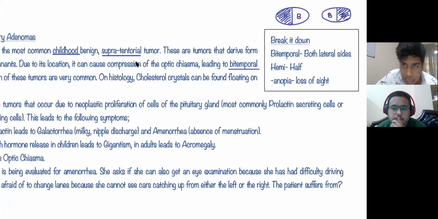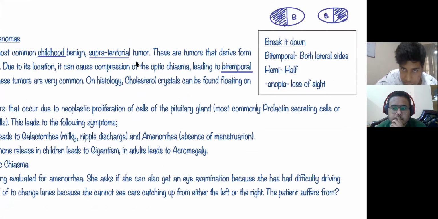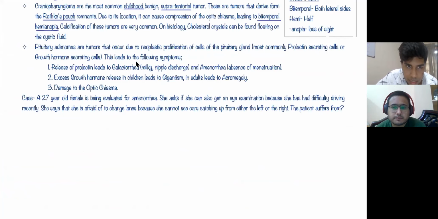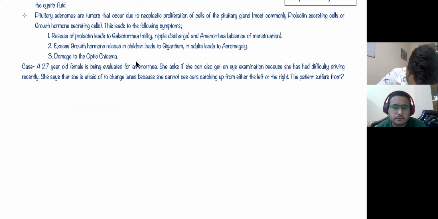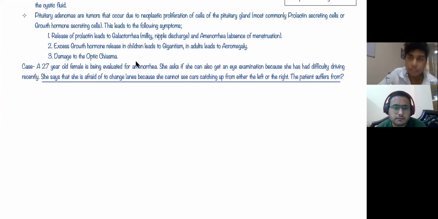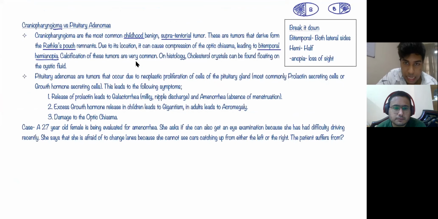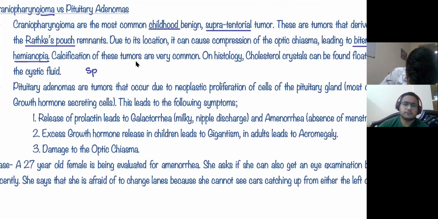And let me tell you how this can manifest. Read this case here. Just read the case. Read this part. This is how they will present. Now, that is craniopharyngioma. It is a benign growth, a space occupying lesion.